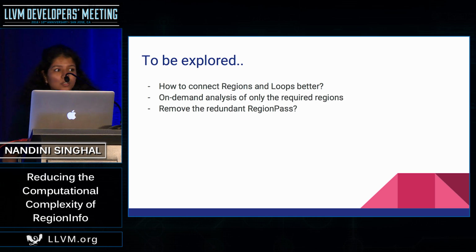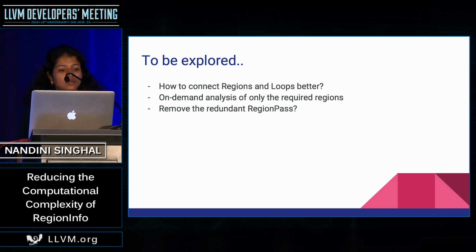The future work that we are looking to explore is how to connect regions and loops better. Currently, we have the information of getting a region for a loop, but we do not have the information of a loop for a region. So how do you do that? I would like to discuss.